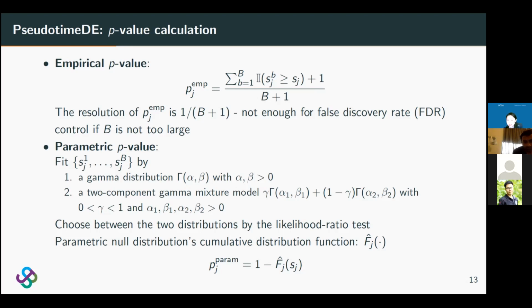Oh, I see. So gamma is not a hyperparameter. Okay, I see. It's going to be fitted from data. Okay, thank you. Yeah. Thank you.